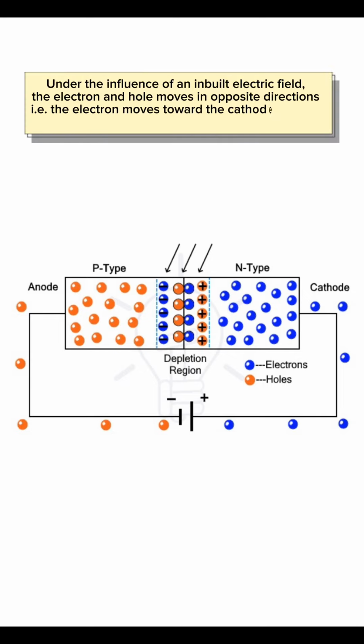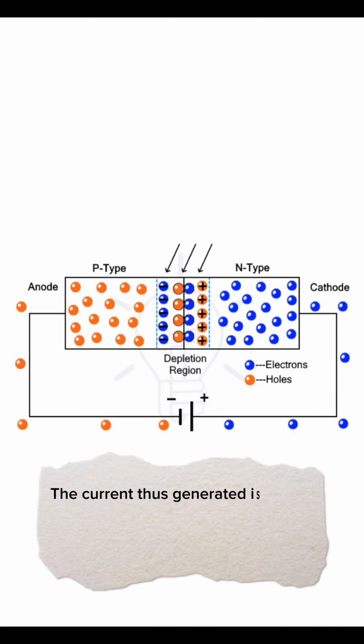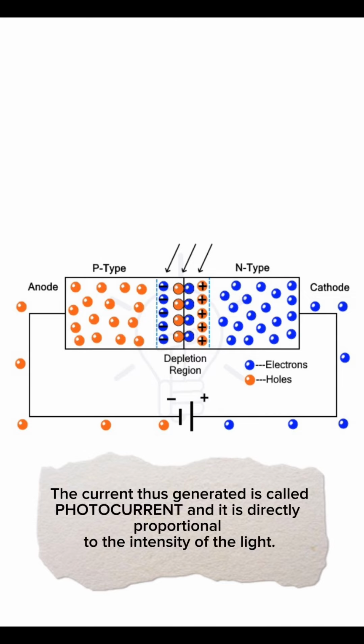Under the influence of an inbuilt electric field, the electron and hole move in opposite directions, i.e., the electron moves toward the cathode and the hole moves toward the anode. The current thus generated is called photocurrent, and it is directly proportional to the intensity of the light.